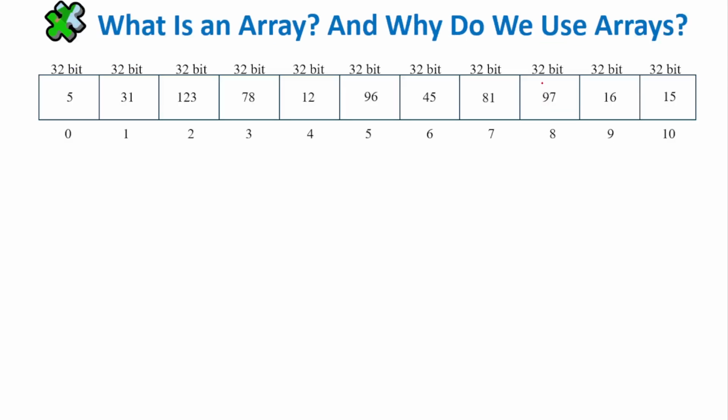What is an array and why do we use arrays? An array is simply a collection of multiple data elements of the same type stored in continuous memory locations. You can think of it as a row of boxes arranged back to back. Each box holds one value, like temperatures, sensor readings, or test scores. This continuous layout makes arrays fast and efficient.